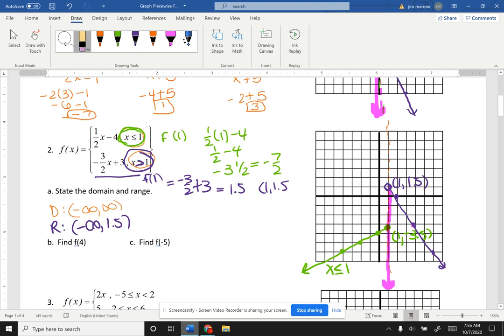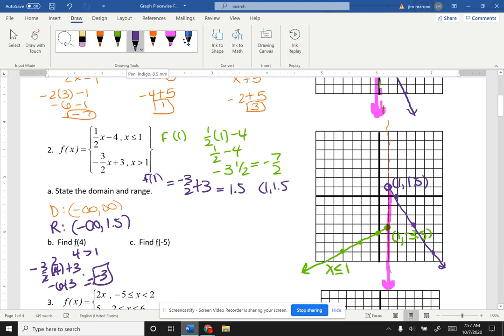So again, to find f of 4, we look at that 4 is greater than 1, so I use the second function, which is -3/2 times 4 plus 3, which is -3. And then f of -5: -5 is less than or equal to 1, so we use the first function. So it's 1/2 times -5 minus 4, -5/2 minus 4. We need a common denominator, and it's -13/2. And you can just leave it as a fraction, or you can write it as -6.5.